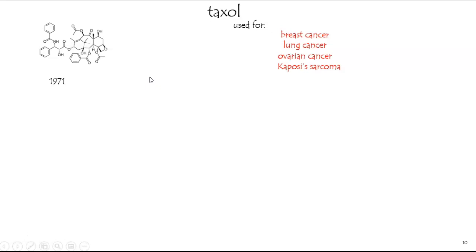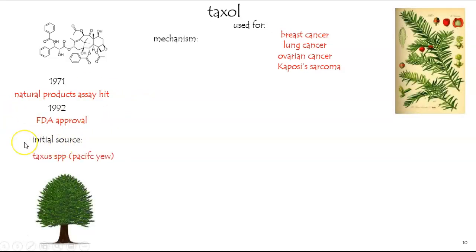The substance is a natural product, highly complex, with multiple chiral centers, originally discovered in 1971 as being active against various types of cancers. This was a natural product assay that people used to perform more often back then. 21 years later, it got FDA approval, and its source is the Pacific yew, shown here, and here's some botanical art showing some details of it.